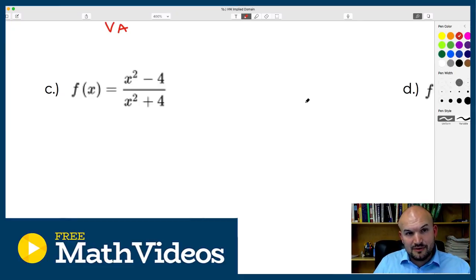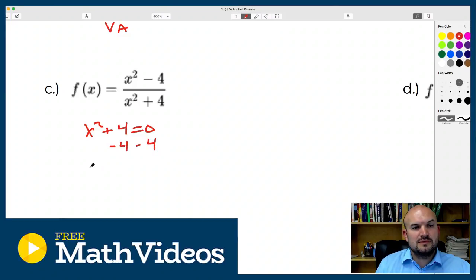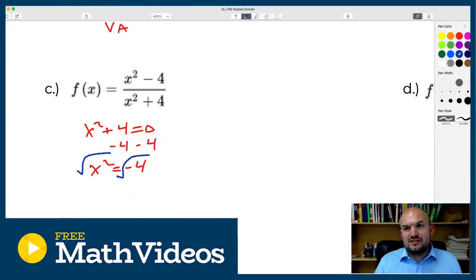So in this example, what we're doing is we're looking at x squared minus 4 over x squared plus 4. If I set my denominator equal to 0 to find my discontinuities, I have x squared plus 4 equals 0. When I solve, I subtract 4 on both sides and get x squared equals negative 4. When I take the square root of both sides, I notice that under the real number system I can't take the square root of a negative number, right? So that's going to cause imaginary numbers.